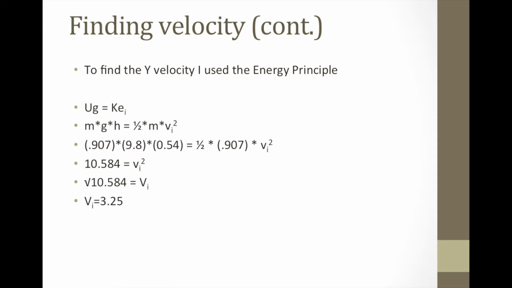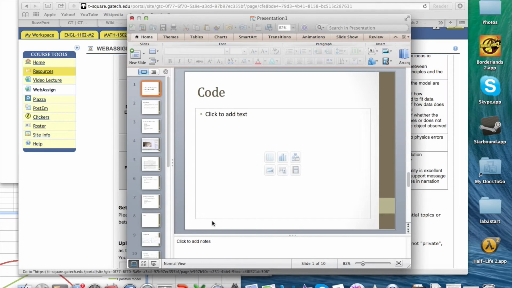To find out the y velocity, I used the energy principle. So the potential gravity was equal to the kinetic energy initial. After plugging in the numbers, I got velocity initial is equal to 3.25 meters per second. So I'm going to show you the code right now.